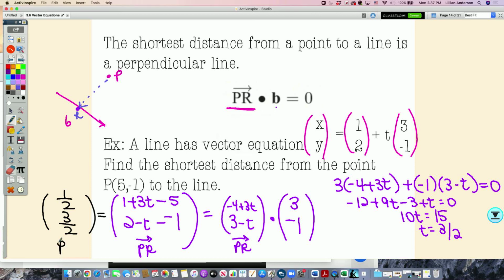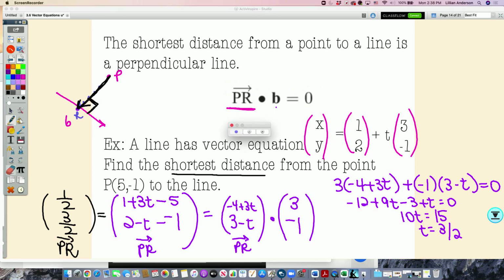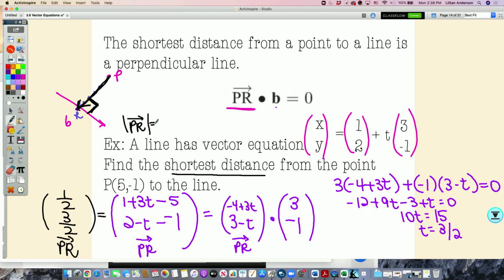So now that I have PR, I can now figure out what the shortest distance from that point to this line is. Because again, PR is essentially this vector right here. We're trying to figure out what is that distance. I know the shortest distance between a point and a line is that perpendicular distance. So that's why we did the dot product to figure out what value of t is going to give us essentially that point R to make it perpendicular. So let's find my magnitude of PR, and that's going to give us our shortest distance.